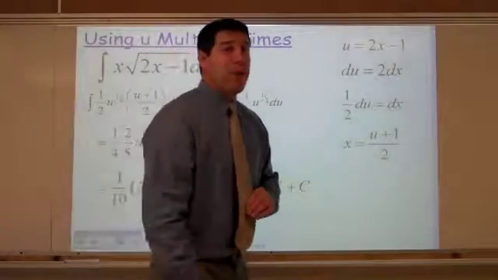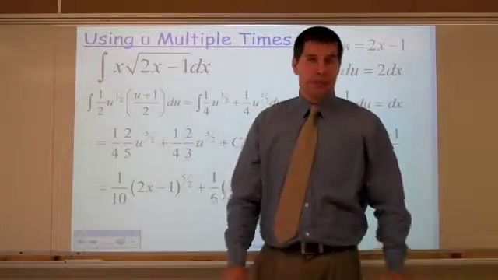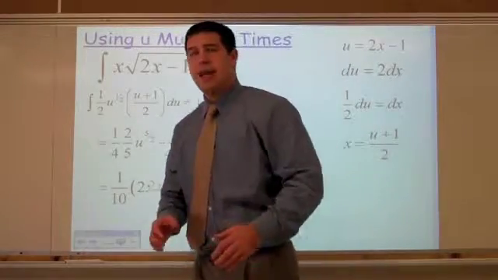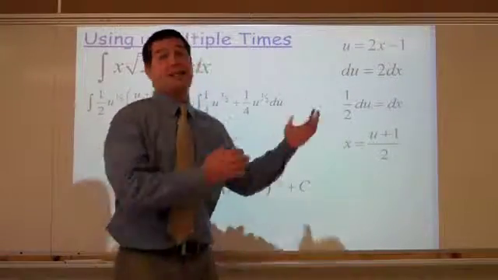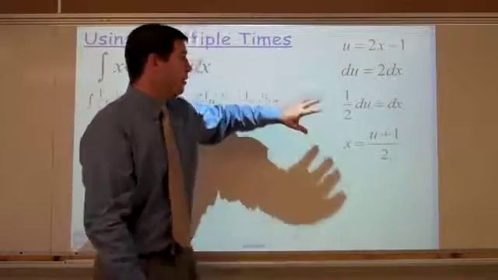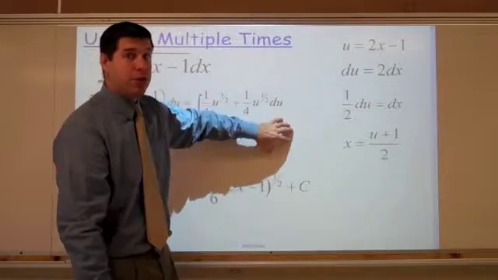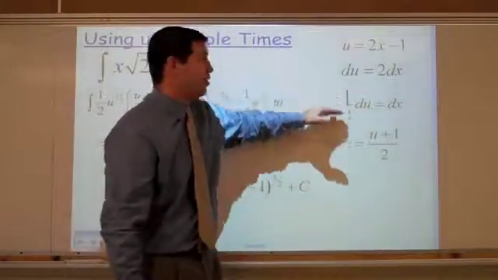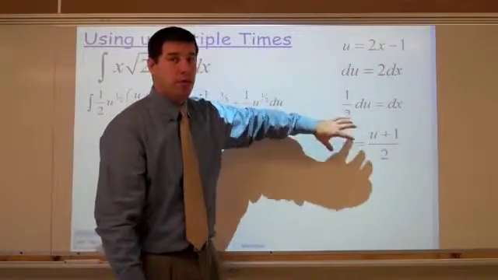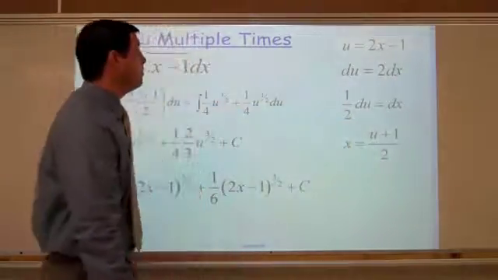Now here's an example where you have to use u a couple times. This is kind of like the third tier, the trickiest type you could ever see in a Calc 1 U substitution type of problem. This is not extremely tricky, but this is as hard as it gets. So if you understand this, you're in real good shape for this section.